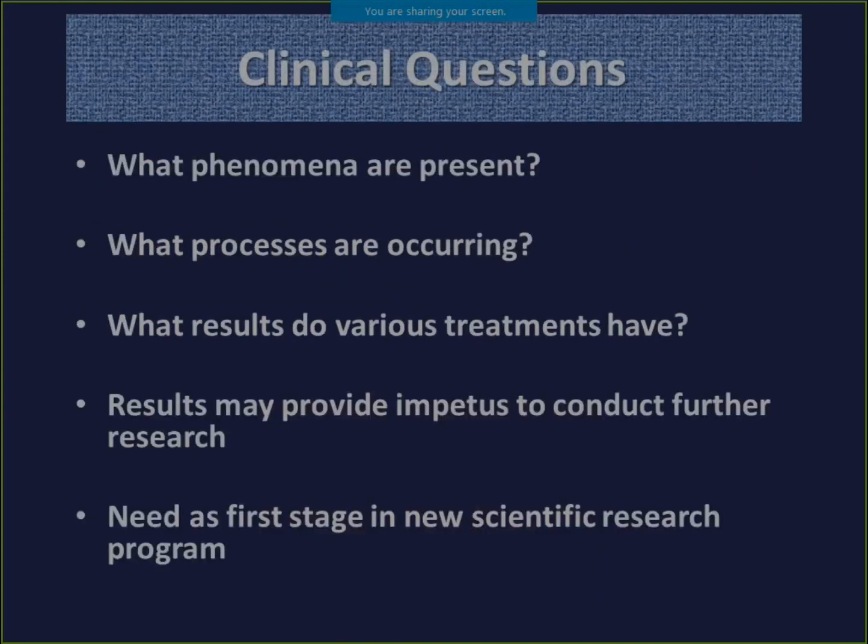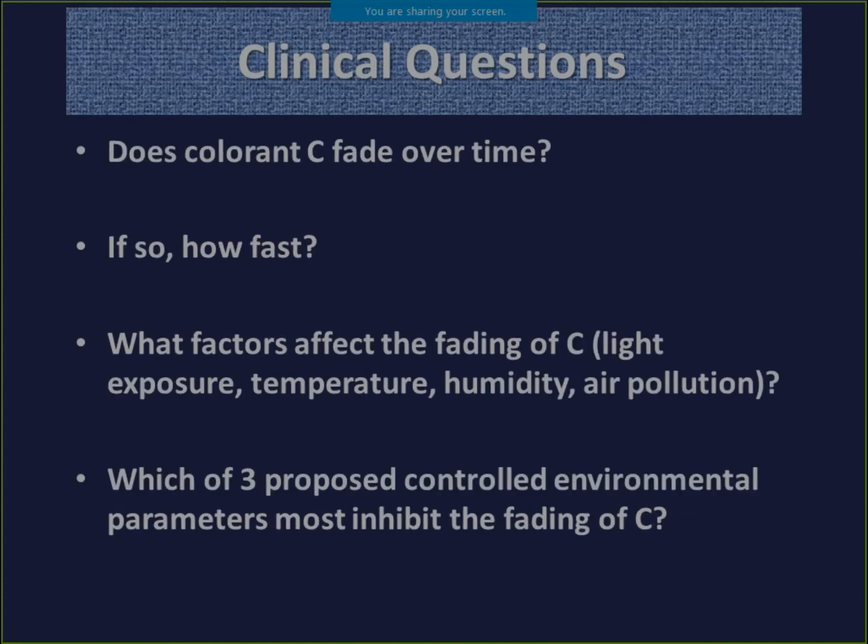There are different types and levels of research questions. Clinical questions might include something like, which coatings in this group will pass or fail various tests for use on outdoor bronze sculptures? We'll look at what phenomena are present, what processes are occurring, what results do various treatments have. So these questions may give you information that you need to conduct further research, and they're always needed as a first stage in a new scientific research program.